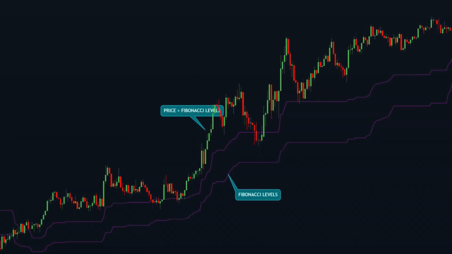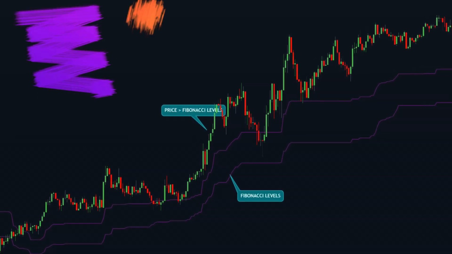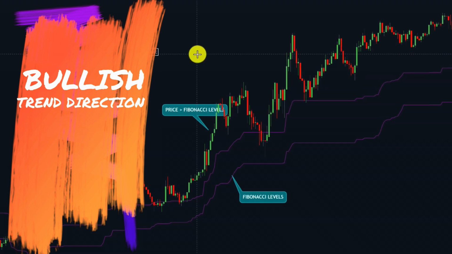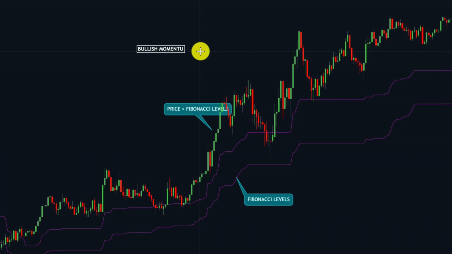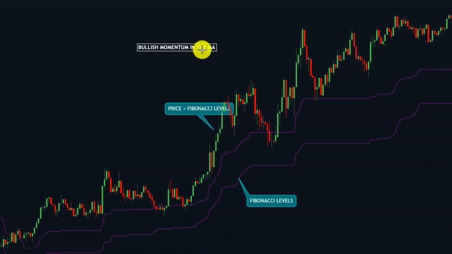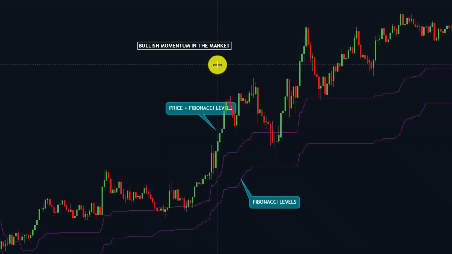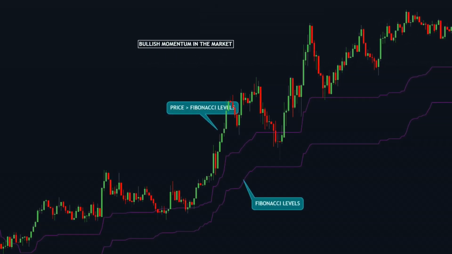When the price stays above the Fibonacci levels, we refer to the trend as bullish. This means the market sentiment is positive and the price is likely to continue rising. Traders often look for buying opportunities in a bullish trend, aiming to profit from the upward momentum.